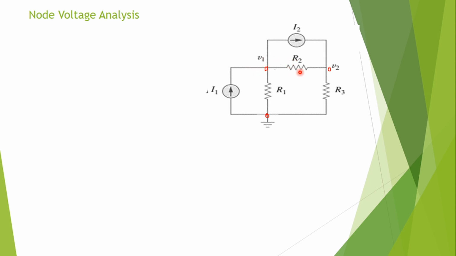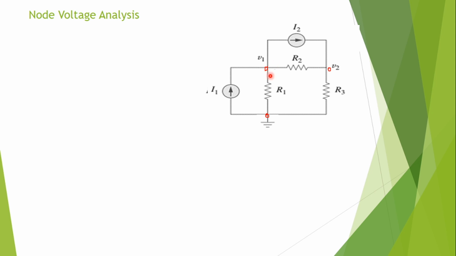But in the passive elements like R1 and R2, how to assume the direction? Here I am writing the node voltage equation, or applying KCL, at node V1. So I will consider V1 to be at a higher potential with respect to the other node voltages. When V1 is at a higher potential, the current direction is outgoing. So in the passive element R2, the current direction is from V1 to V2, and in R1 it is from V1 to the reference.